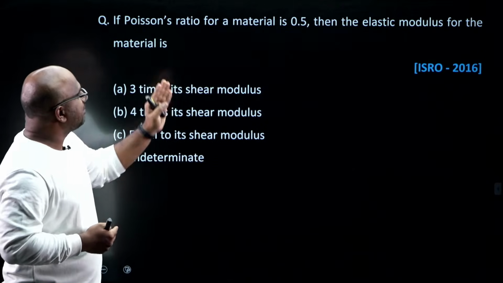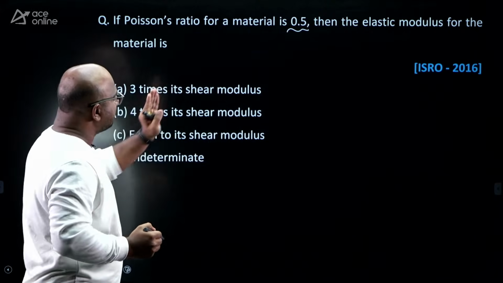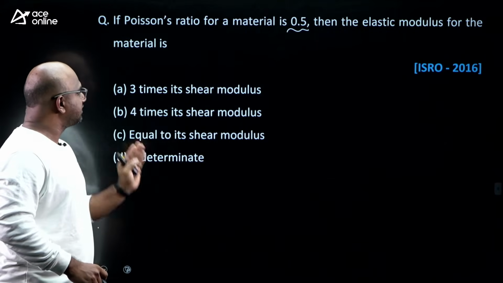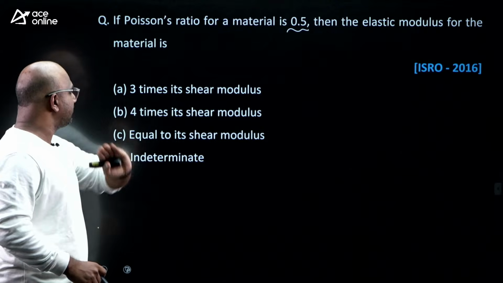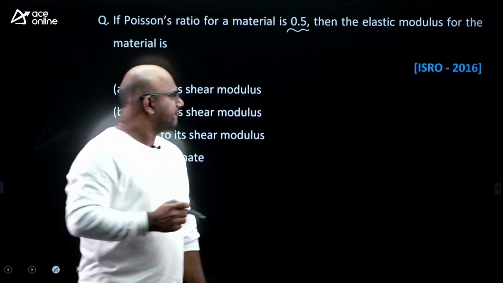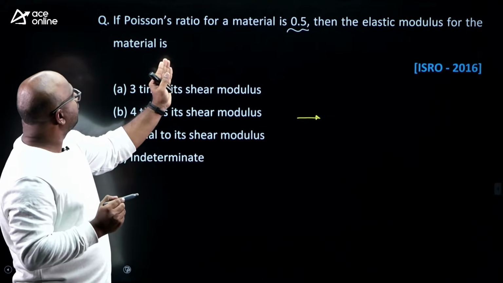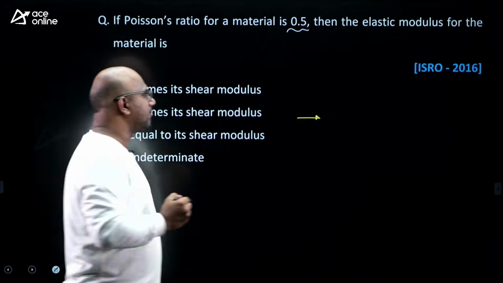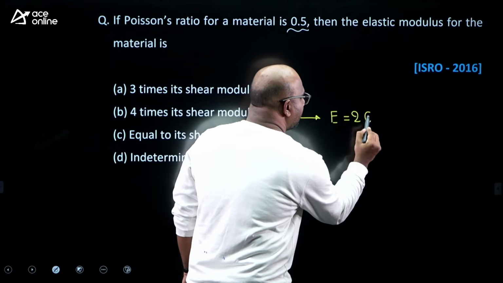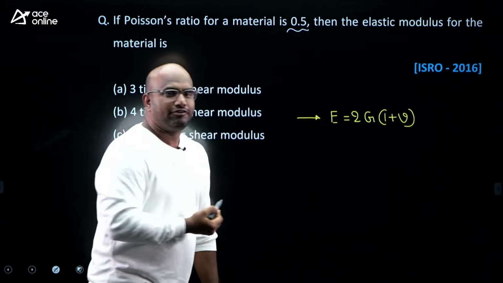If Poisson's ratio for a material is 0.5, then the elastic modulus for the material is how much? 3 times its shear modulus, 4 times its shear modulus, equal to shear modulus, or intermediate? How can we find out? This can be done easily with only one formula, the relation between elastic modulus and shear modulus. E equal to 2G into (1 plus V). Yes or no? E equal to 2G into (1 plus V).